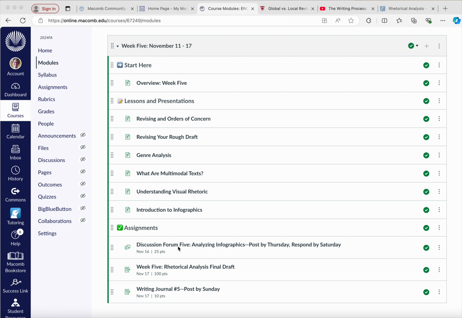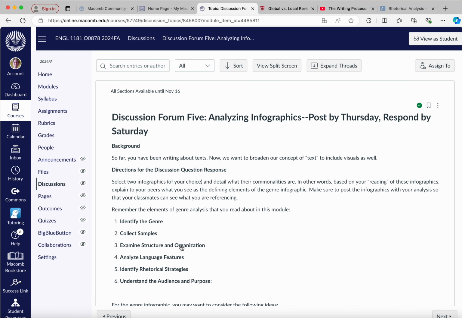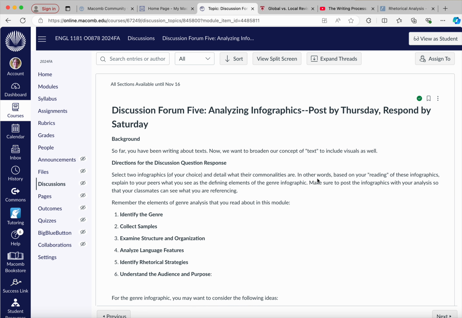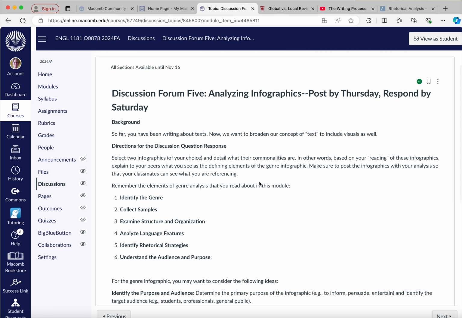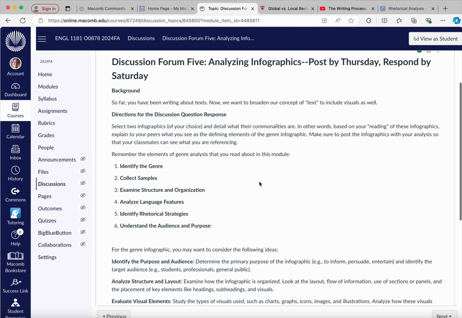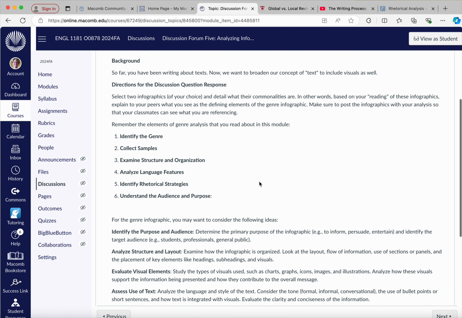So for your discussion forum number 5, what you're going to do is you are going to find 2 infographics, just wherever you can find them. You can search Google. You're gonna include those infographics in your response. But what you're going to do is you are going to detail their commonalities. So when you look at those infographics, what are you seeing that's similar?